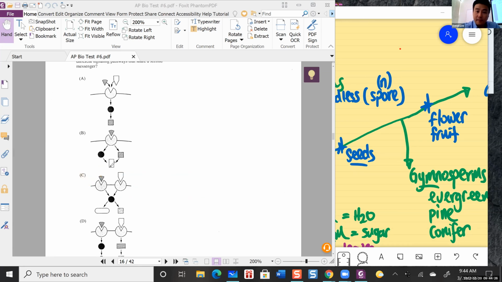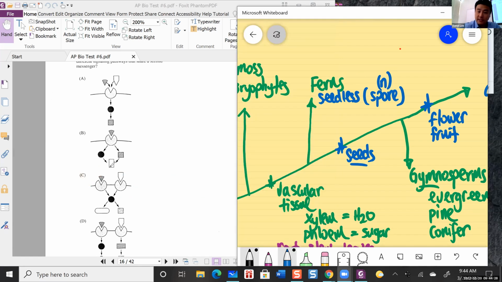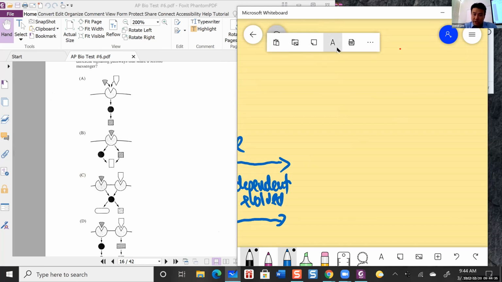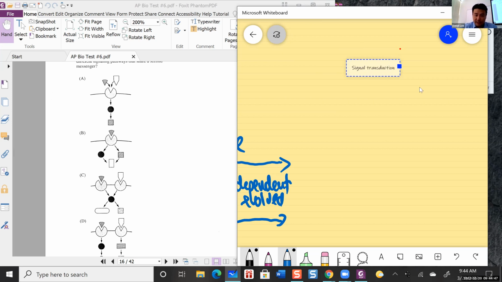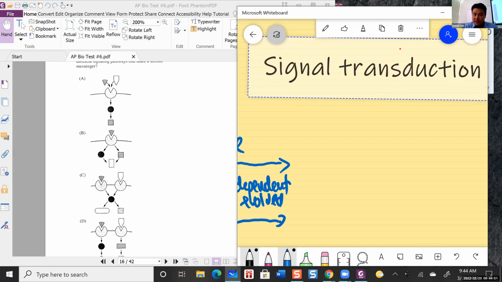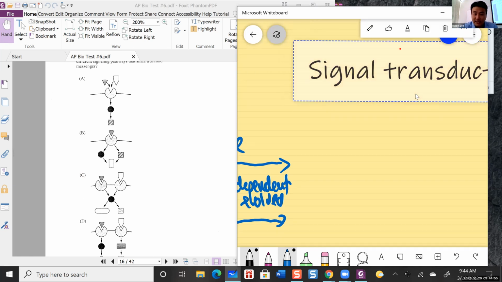Okay, so I want to make a note of that. Why do we need a secondary messenger? If you look at our notes, you can just go view the notes, they should be there. We talk about signal transduction. This is the third time we see this kind of question in application. So signal transduction is so important. That's how our body communicates internally.